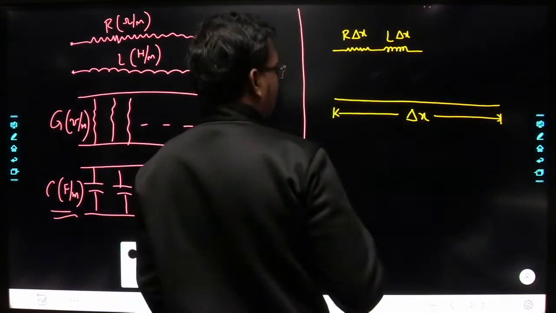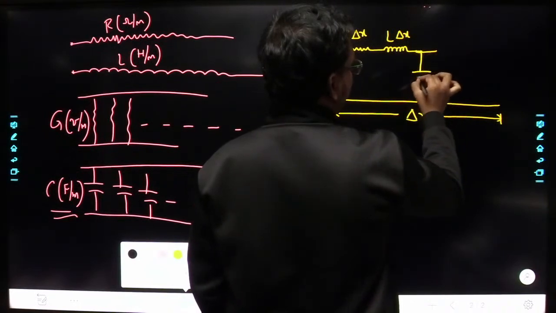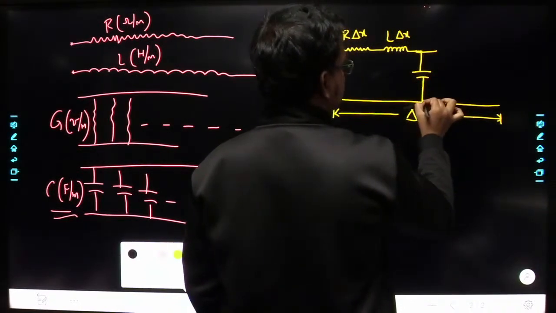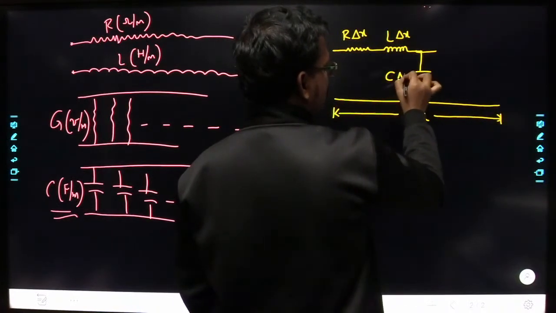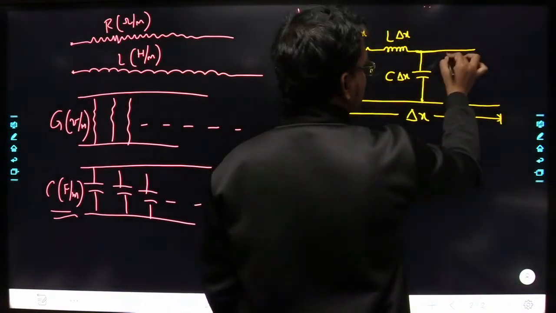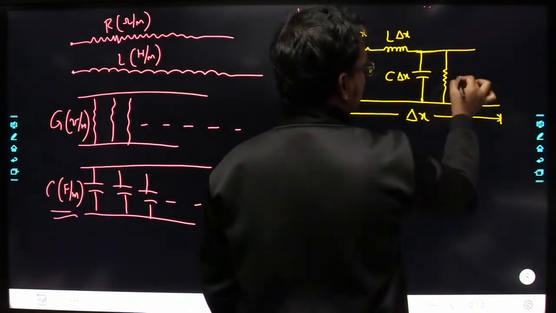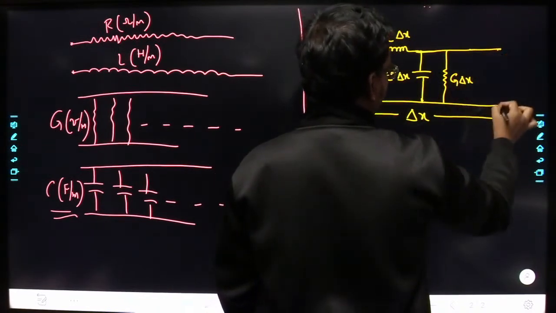So similarly, what is the capacitance here? The capacitance that is distributed over this delta x length is nothing but C into delta x. And what is the conductance? Conductance is nothing but G into delta x.